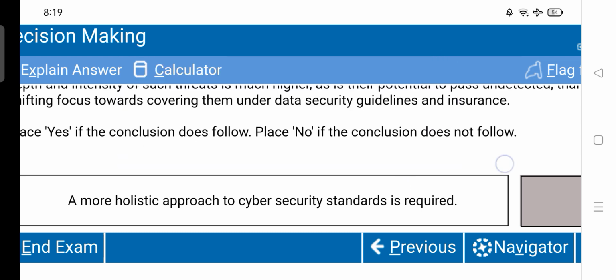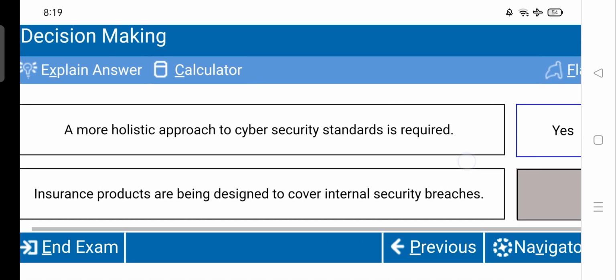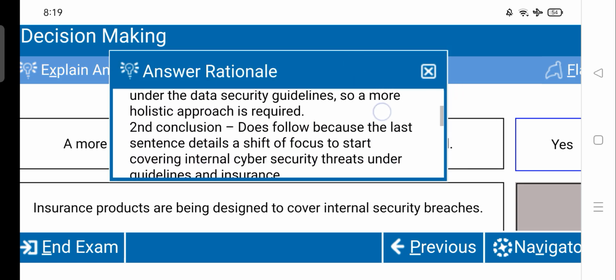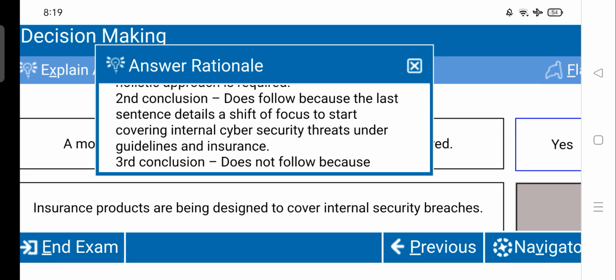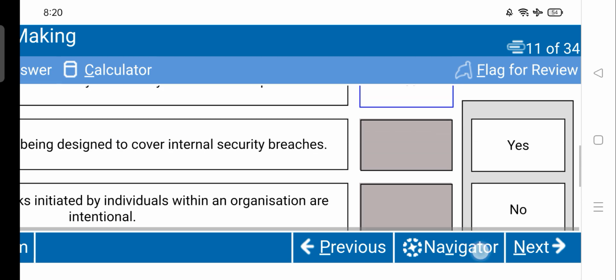So, the first conclusion does follow the statement of the question, so that's why we will drag a yes and drop it here. Second, we have that insurance products are being designed to cover internal security breaches. This one does follow because the last sentence details a shift of focus to start covering internal cybersecurity threats under guidelines and insurance. So it does follow. So again, we will drag a yes and drop it here.